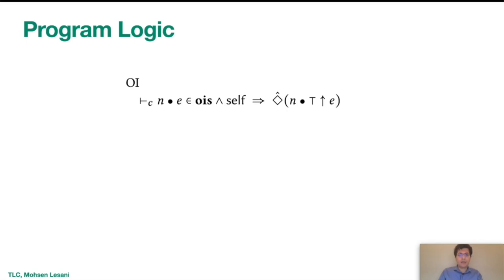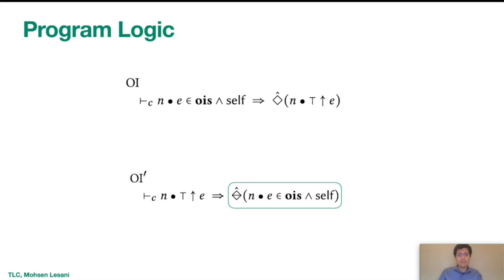The rule OI for output indication states that if at a node N, an output indication E is issued by a self-event, then eventually at N and the top level T, the indication event E is executed. The rule OI prime states this relation in the opposite direction. If at a node N and the top level T, an output indication event E is executed, then in the past at that node N, the indication event E should have been issued by a self-event.